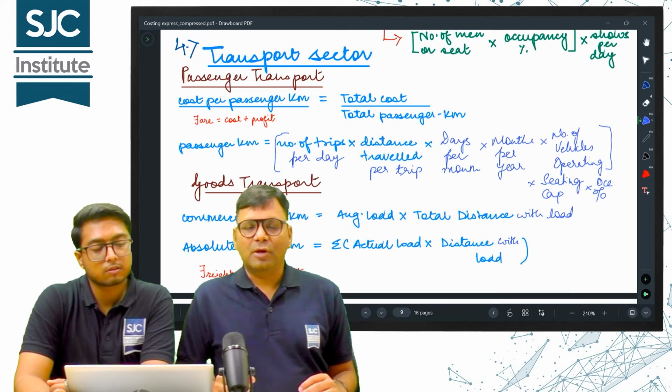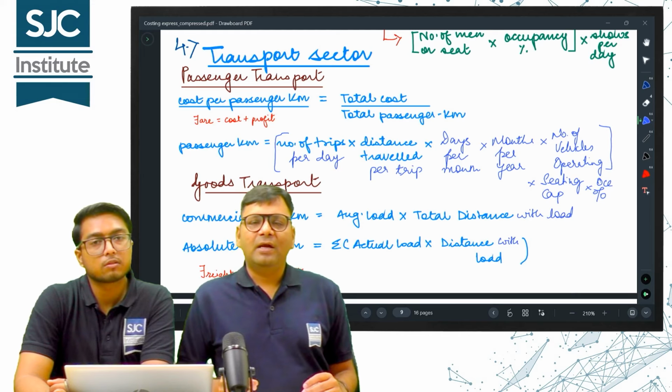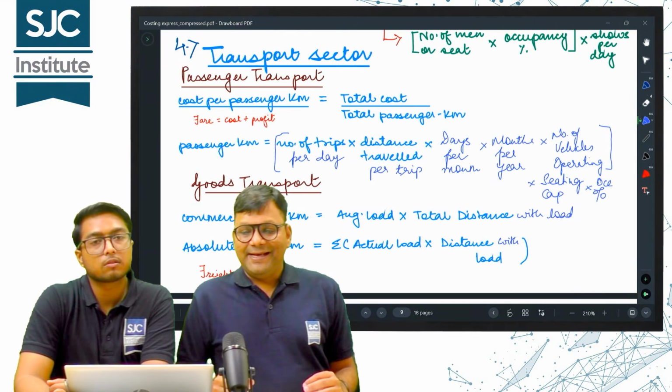Once you get the passenger kilometers, you can use that to find out cost per passenger kilometer, which in turn can be used to find out fare per passenger kilometer. Cost per passenger kilometer is equal to total cost divided by total passenger kilometers. Fare is also called takings in case of passenger transport.